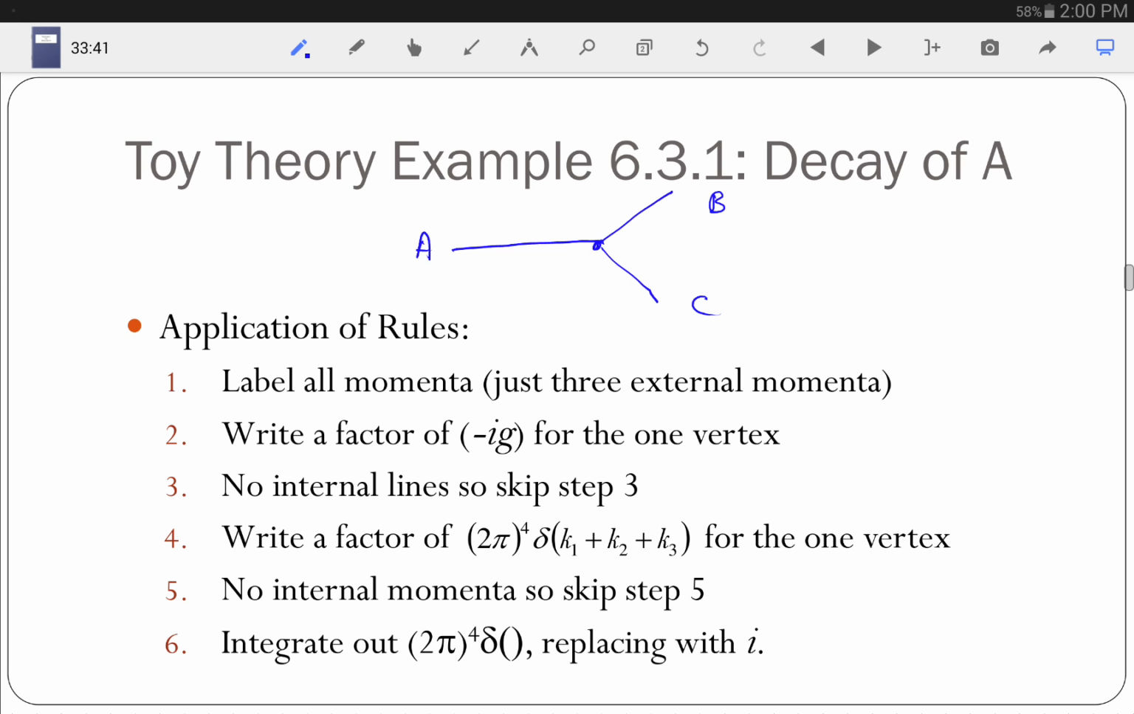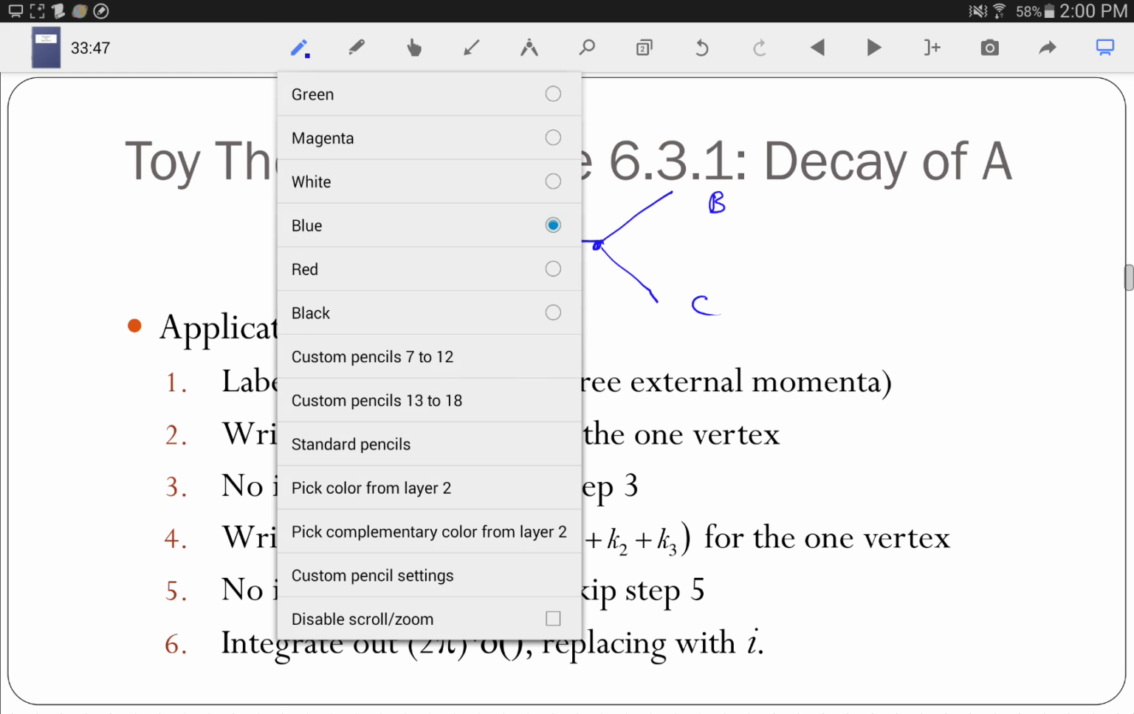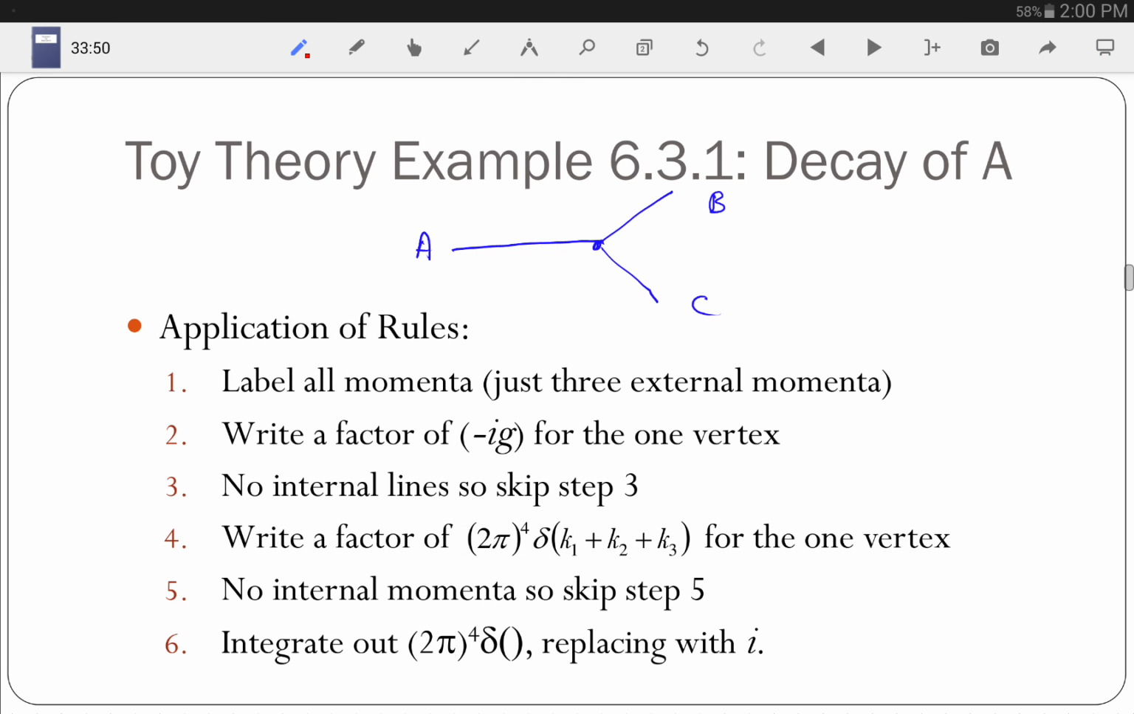Here's B, and here's C. So A is going to decay into B and C. And so now I apply my rules. So applying rule 1, I label all my momenta. Here is momentum A, here is momentum B, and here is, whoops, I put B with C.